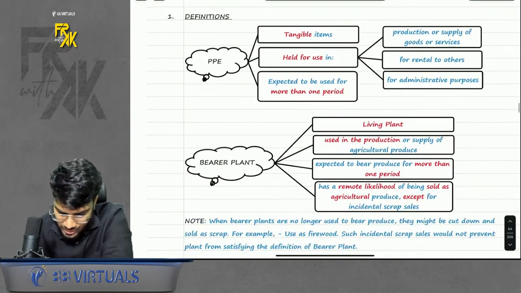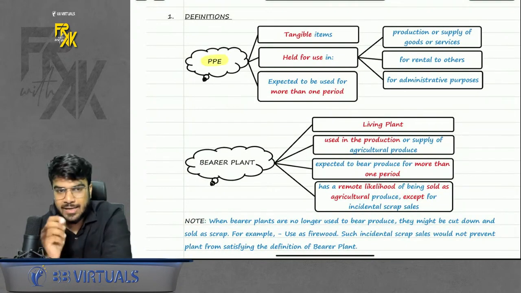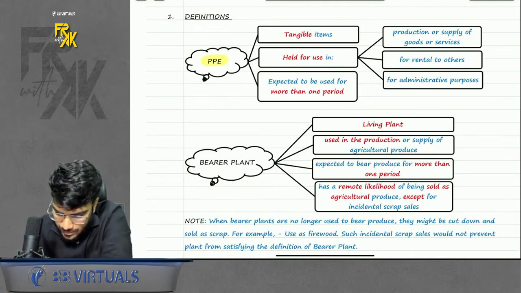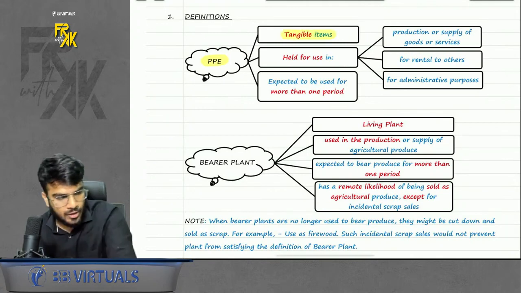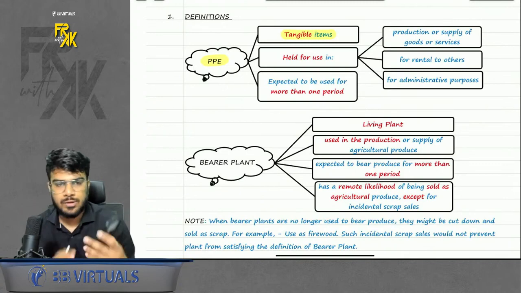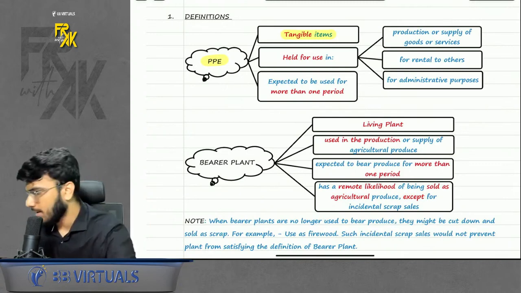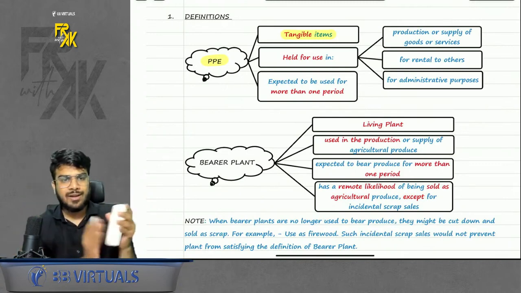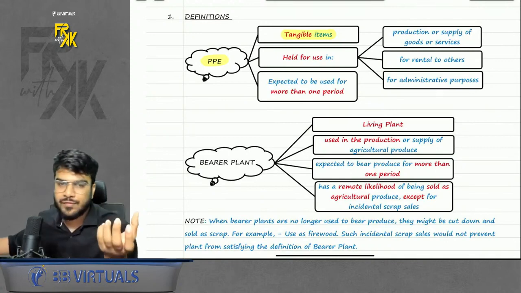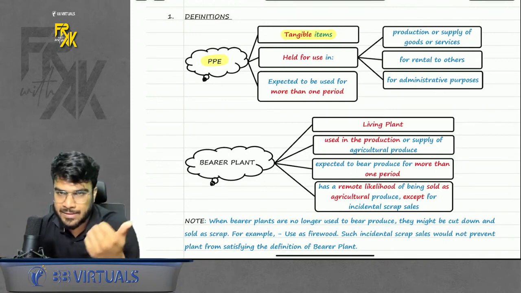So the first definition is PPE. What does the definition of PPE tell you? It says, ideally it should be a tangible item. Now what is the meaning of tangible item? Let's say, for example, I have a phone, so you can feel it, this is a tangible item, right? Let's say you have a remote, you can feel it, this is a tangible item. So whenever there is any substance in any item, it is a tangible item.